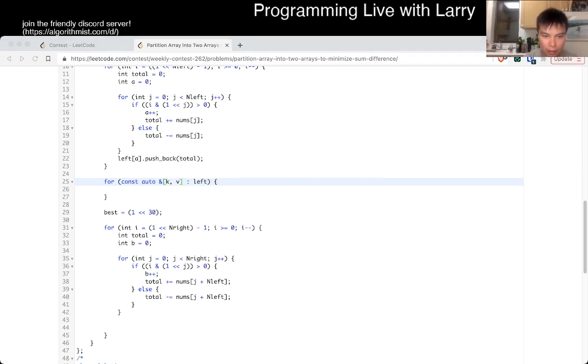I actually don't remember how to do this. It's been a long time since I've used C++. Hope this is right. Lower bound, right? Is that right?